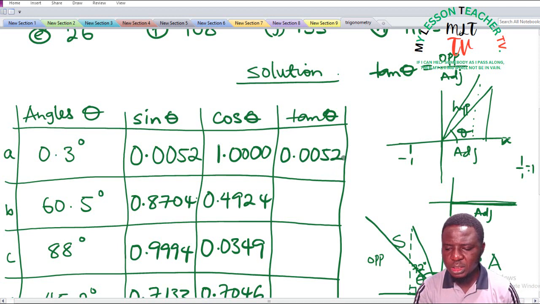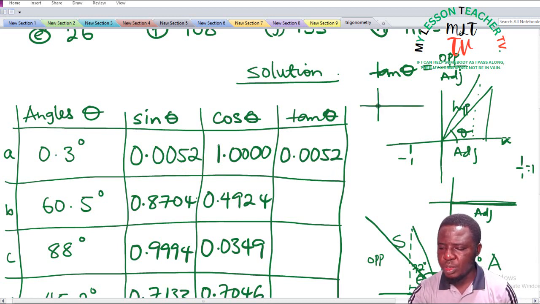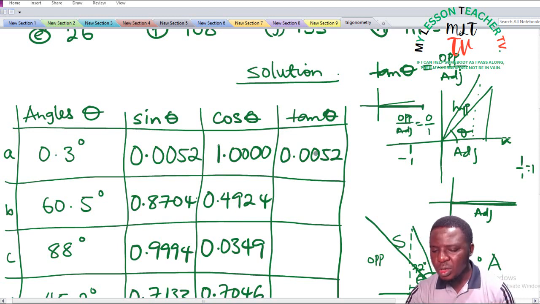Now if you look at it, you will agree with me that tan theta is equivalent to sine theta. Reason being that the angle there is said to be 0.3, which means it's very small, and the ratio is of the opposite side to the adjacent side. The value of the opposite side is approximately 0, but that of the adjacent is approximately 1. So 0 divided by 1 is 0. That is why the value of tan theta is still the same as the value of sine theta.